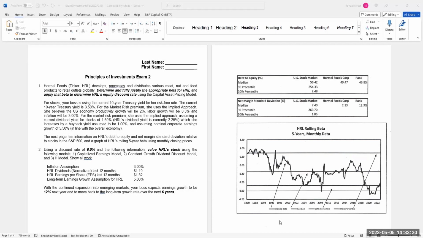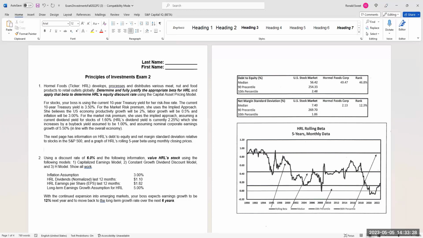All right, so I'm just going to work through this. If you have questions, interrupt me. But the first question is coming up with your discount rate. So for the discount rate for equities, you're going to do the risk-free rate plus beta times the market risk premium. Very, very famous formula in finance.